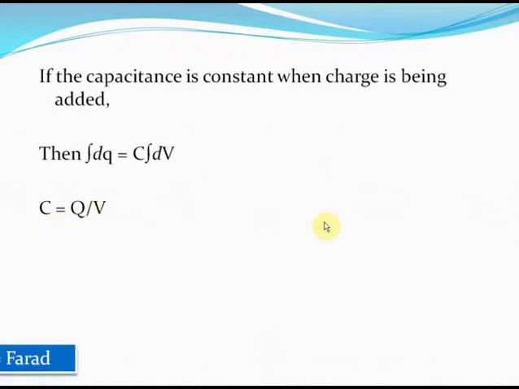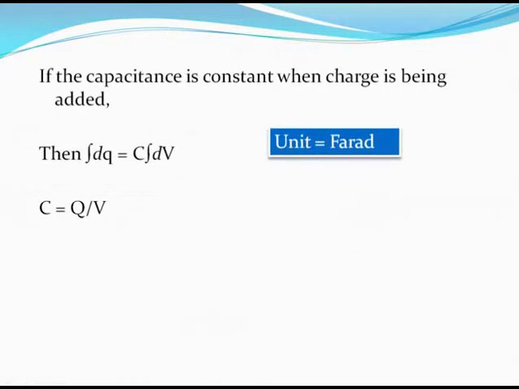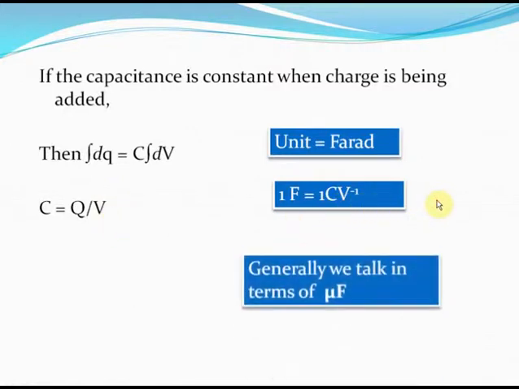The unit of capacitance is farad. Now what is a farad exactly? A farad is simply 1 coulomb per volt. As you can see, capacitance is charge divided by potential difference. So 1 farad is 1 coulomb per volt. Generally we talk in terms of microfarads. That's because, as you already know, coulomb is a very large unit of charge, and therefore so is farad. So we have capacitors with a value of 7 microfarads, 10 microfarads and so on.